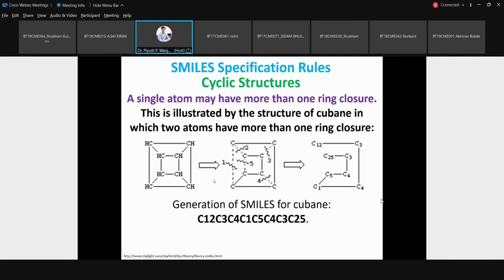Can anyone tell me how we should approach this? Which rules have you learned for ring-related structures? We need to break the cyclic form and make it a single line. Yeah. So the first thing is you have to break the rings.